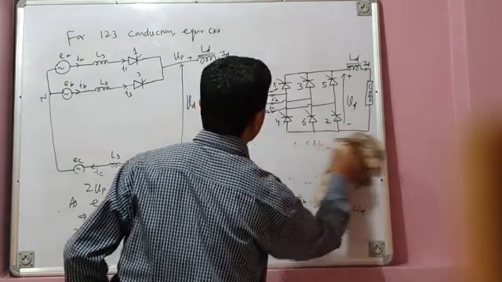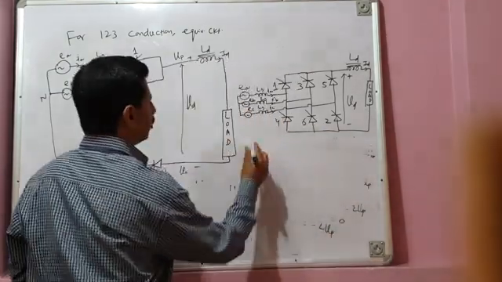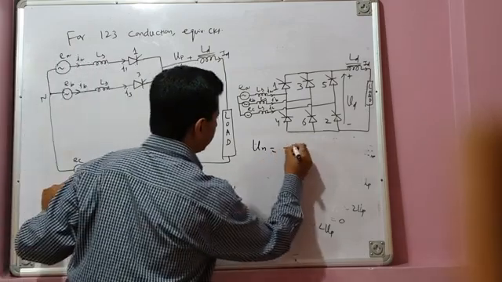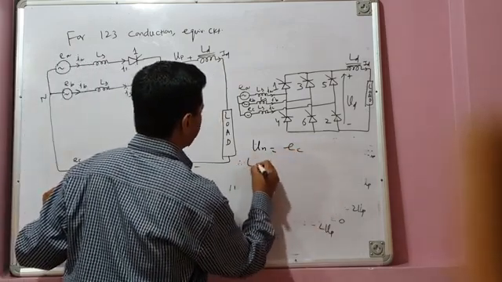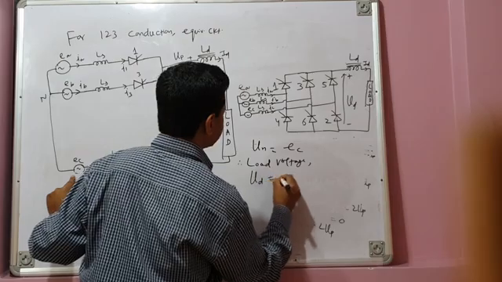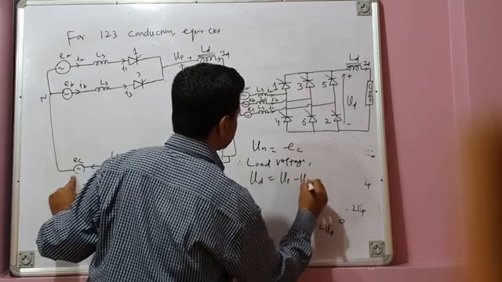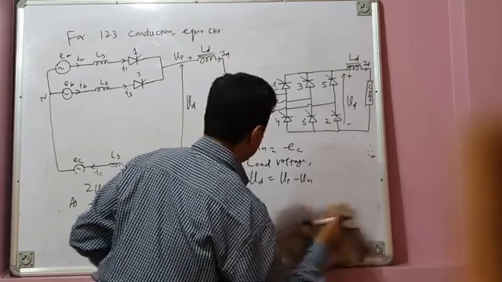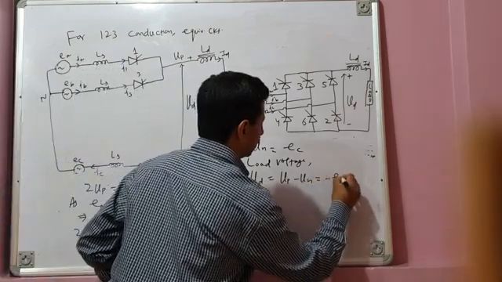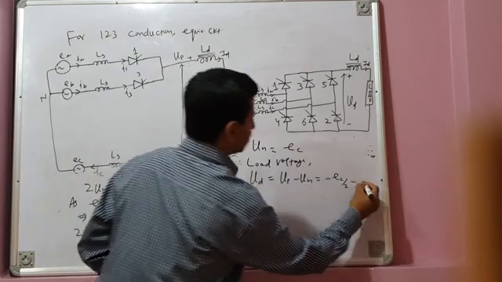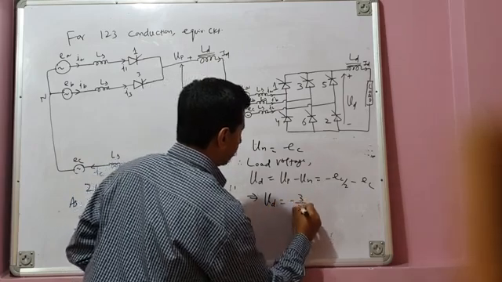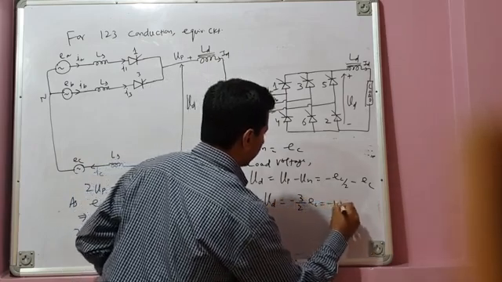What about the negative bus voltage Vn? You can see the negative bus is directly connected to phase voltage EC, so it is simply equal to EC. So what is the load voltage Vd? That is equal to the positive bus voltage minus the negative bus voltage. The positive bus voltage we have just computed is minus EC by 2, minus the negative bus voltage, that is EC. So the load voltage is equal to minus 3 by 2 EC, which means minus 1.5 EC.